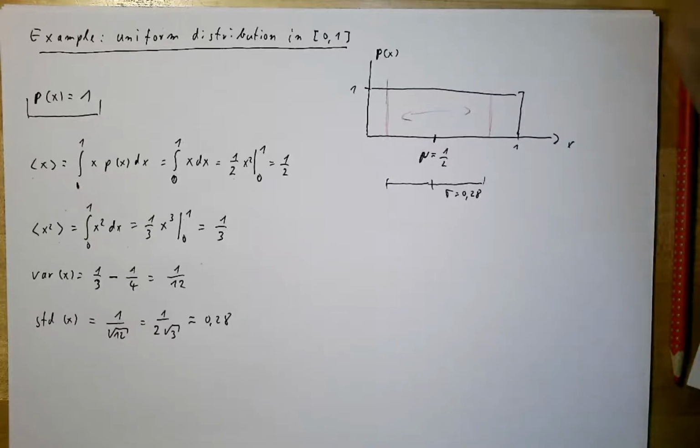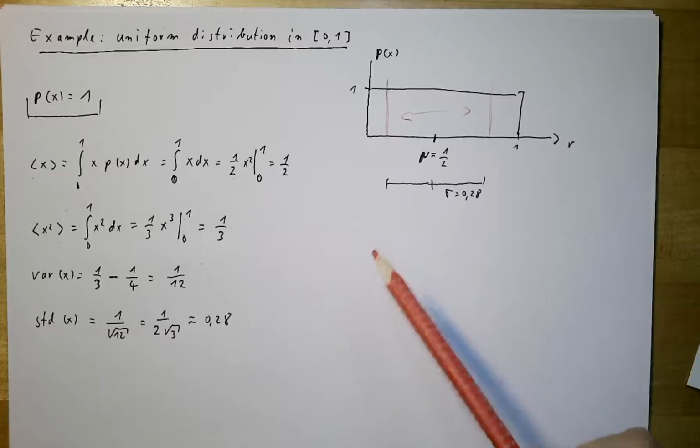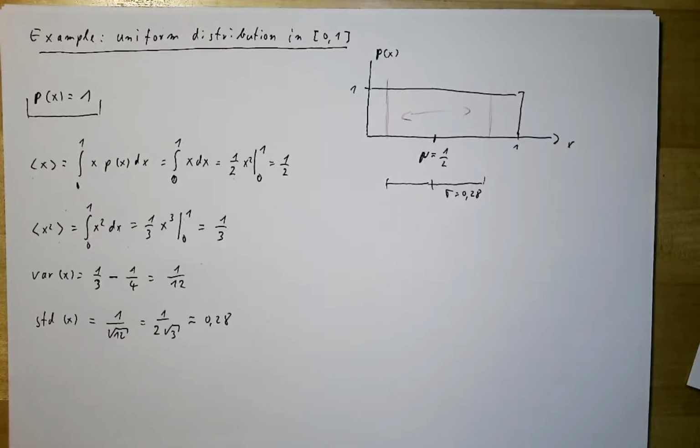Okay, so now we have covered some basic examples of distributions, and we have seen how to characterize them with moments and expectation values.